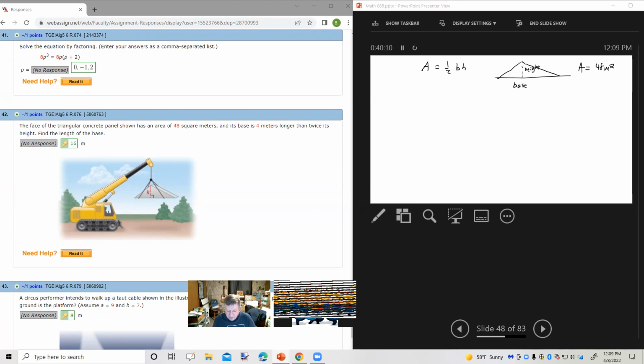All right, now the base is being compared to the height. So the height is going to be x. The base is 4 meters longer than twice its height. So if its height is x, twice its height would be 2x, and 4 meters longer than that would be 2x plus 4. So the base is 2x plus 4. Are we okay with where I got that?